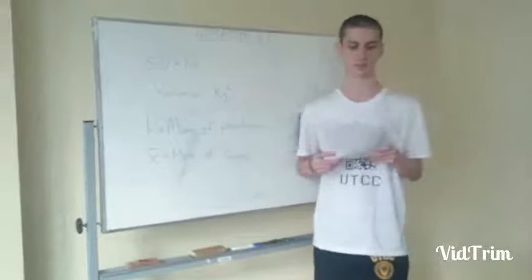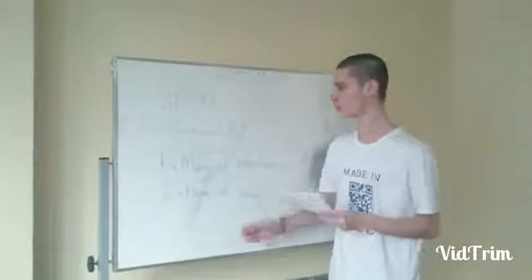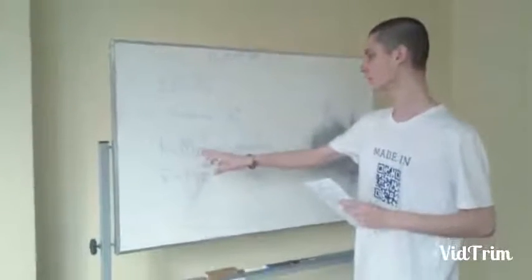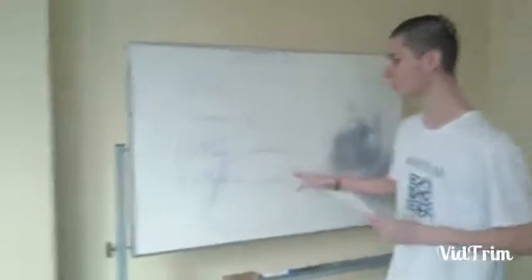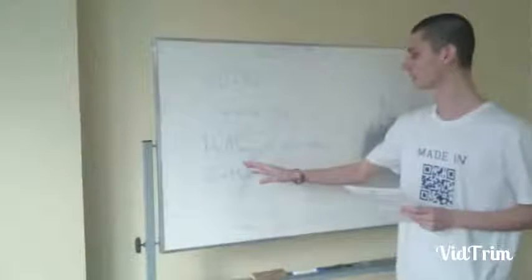Question number 7. Explain the difference of mu and x bar. So we use mu as the mean of a population and x bar as the mean of a sample.